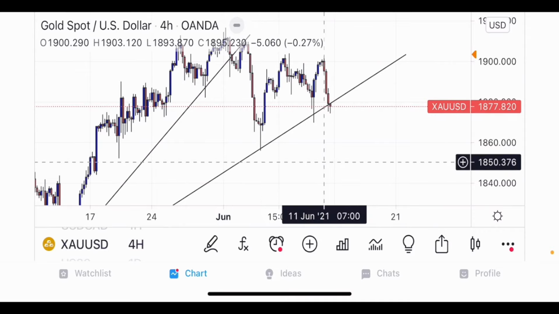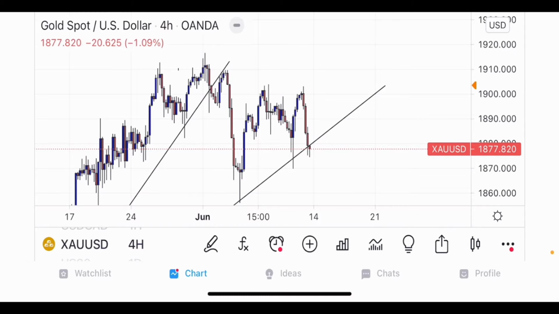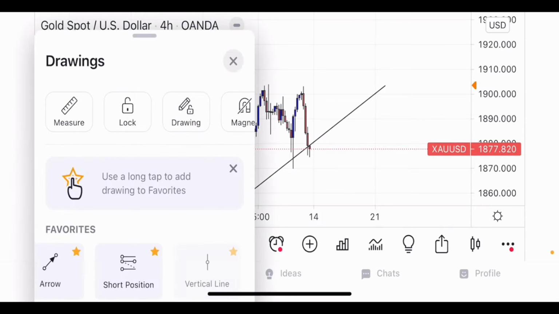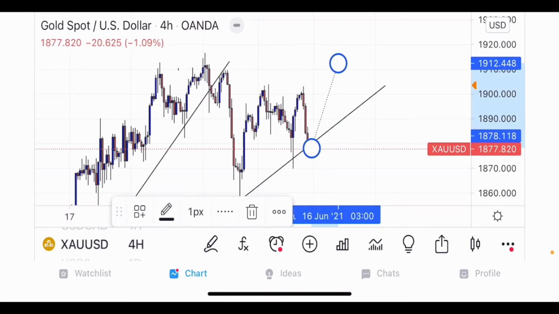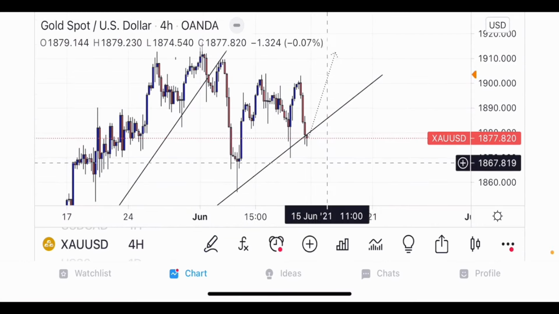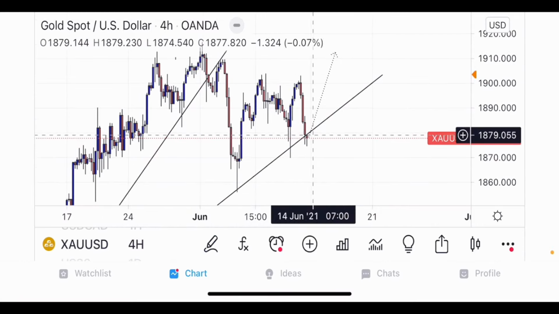So in a bullish scenario, I would expect the price to respect this trend line, and if I get my arrow tool, I would expect price to respect this and take out the liquidity at around the 1900 area. Now we also have a big bullish M pattern right here.